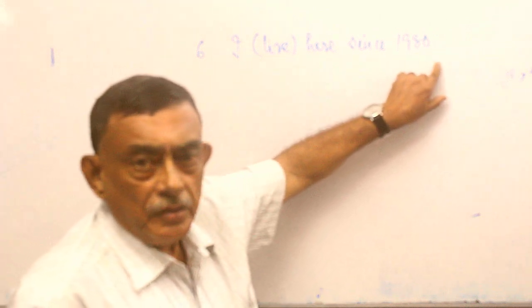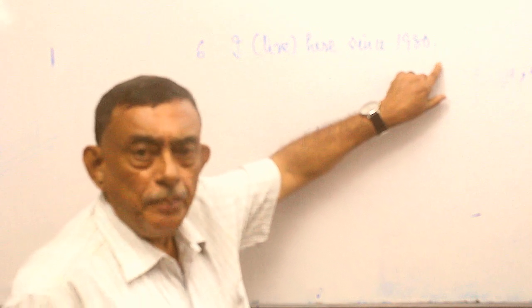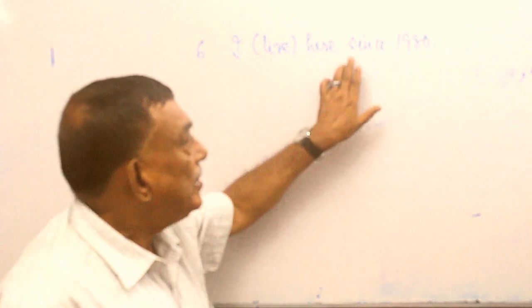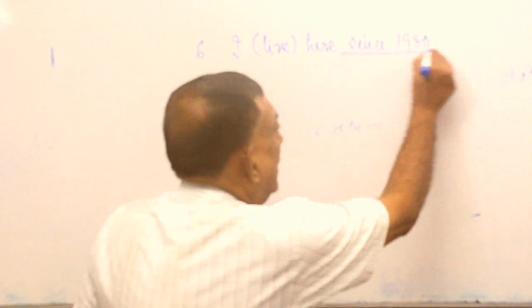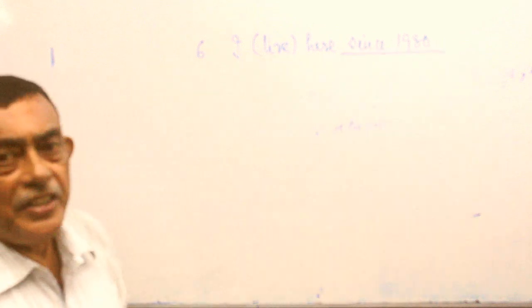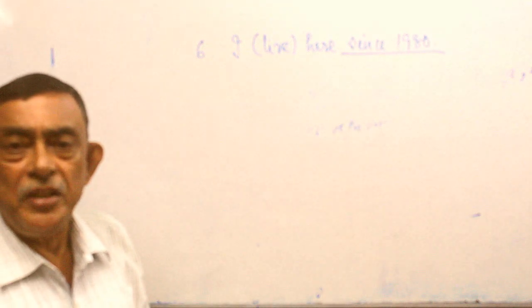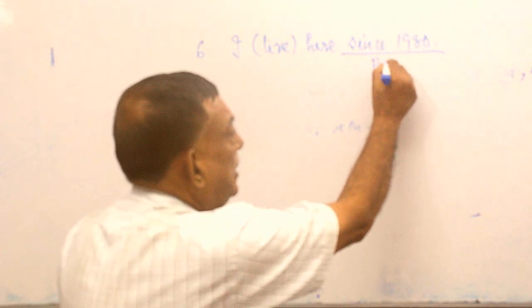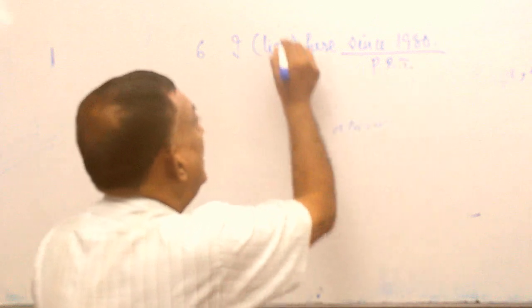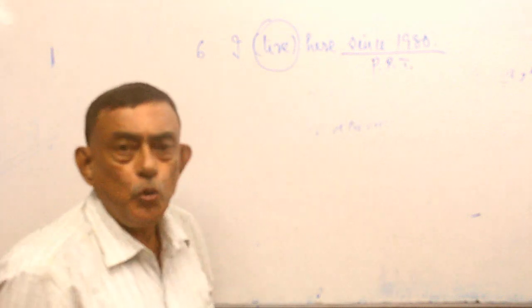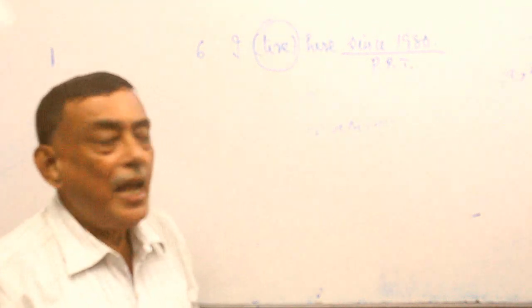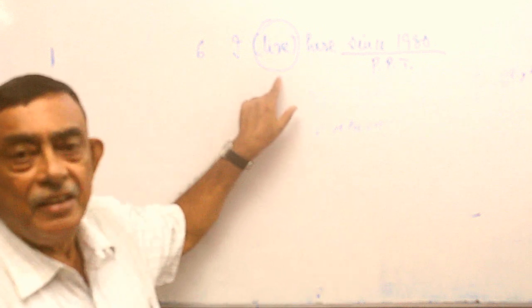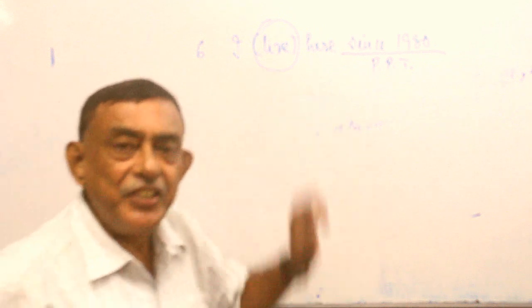Another time adverb we also use is called the complementary part of the sentence. Now, what do you know about "since 1980"? It is called a pinpoint time factor. As soon as you find a pinpoint time factor, then "live" should be converted to present perfect continuous tense. Have been living: I have been living here since 1980.